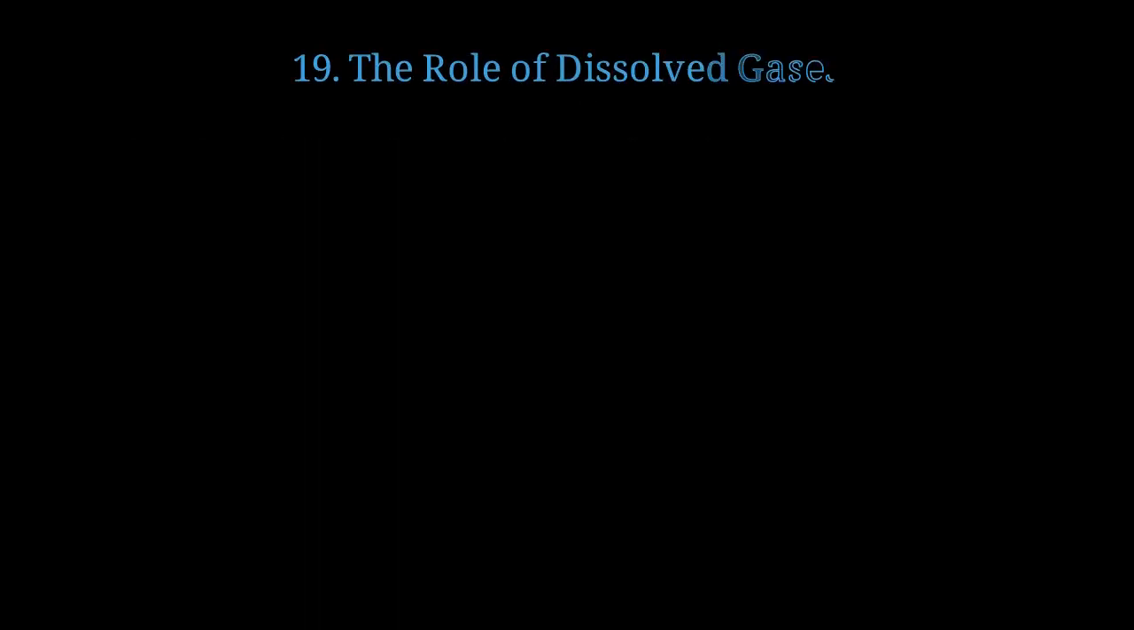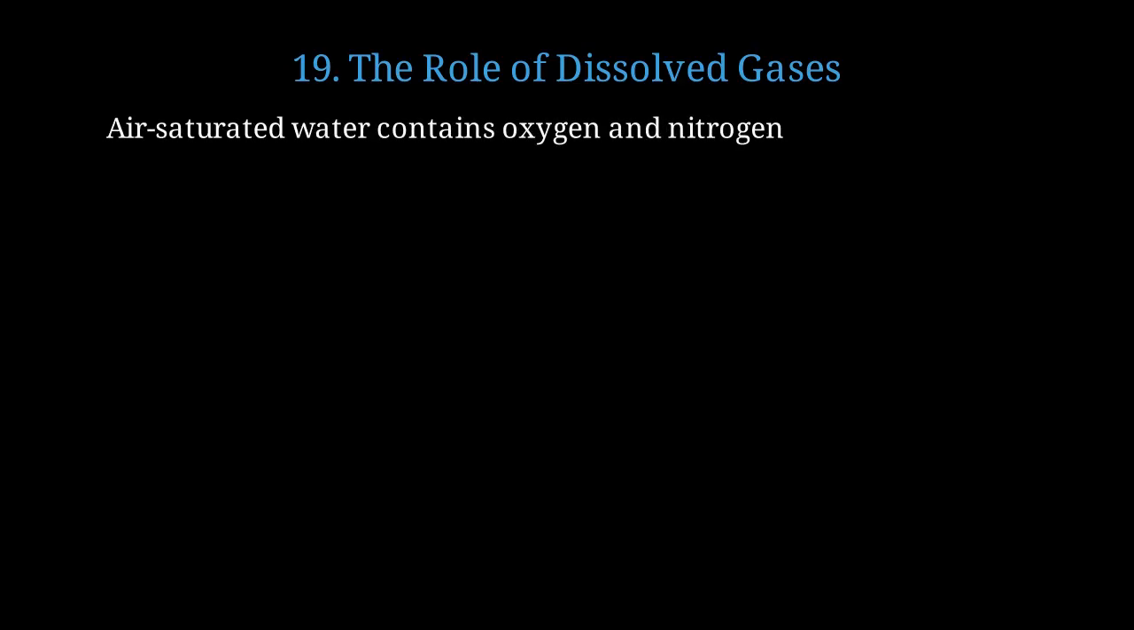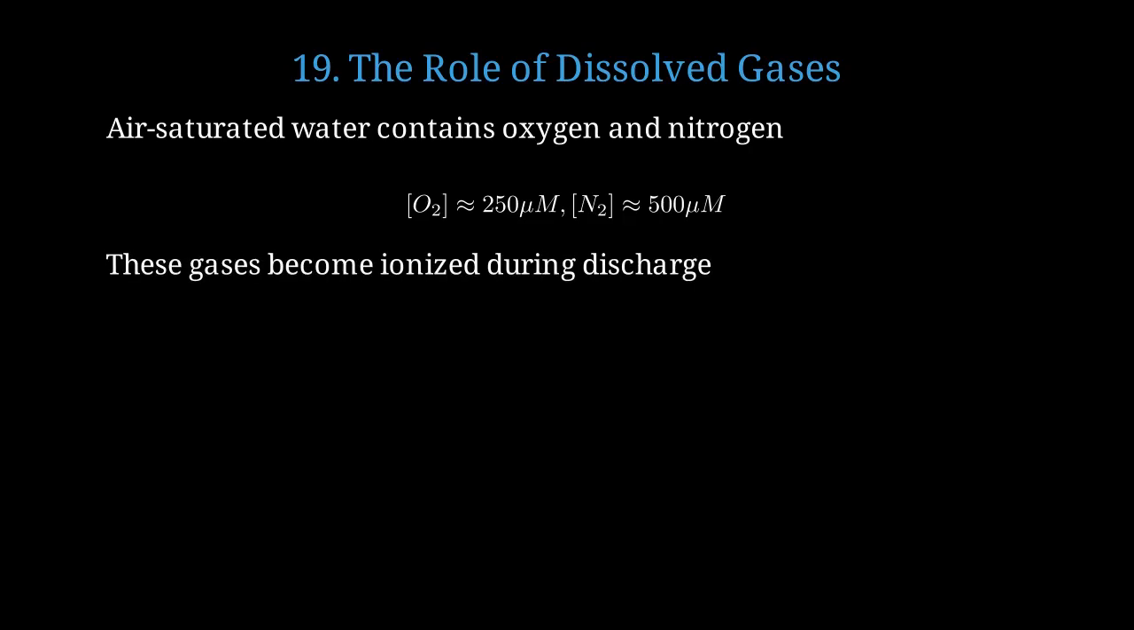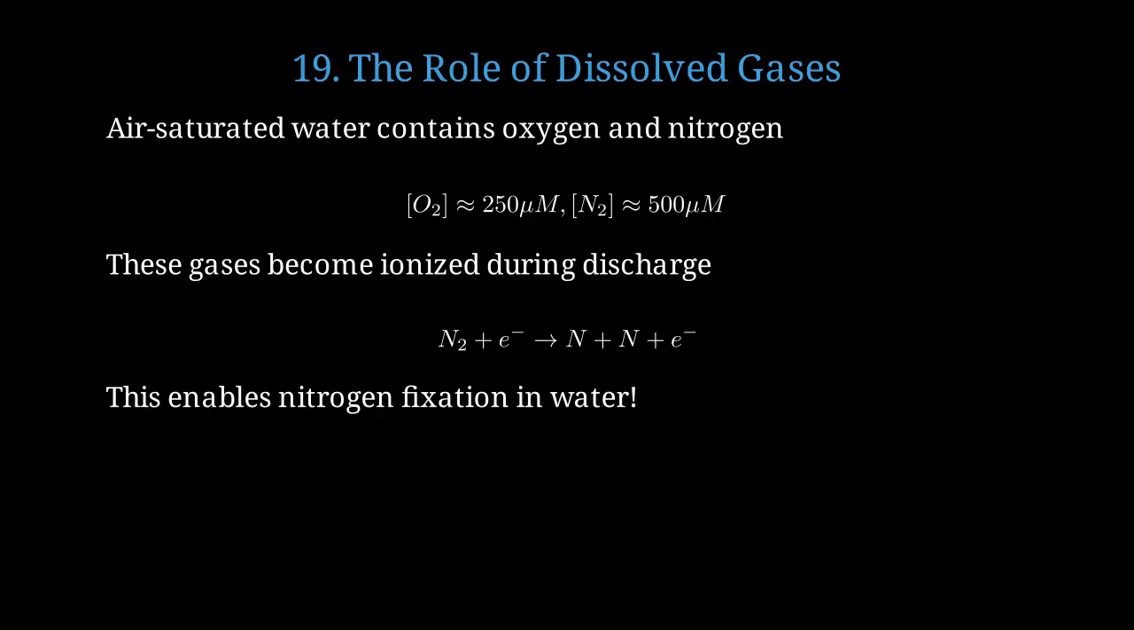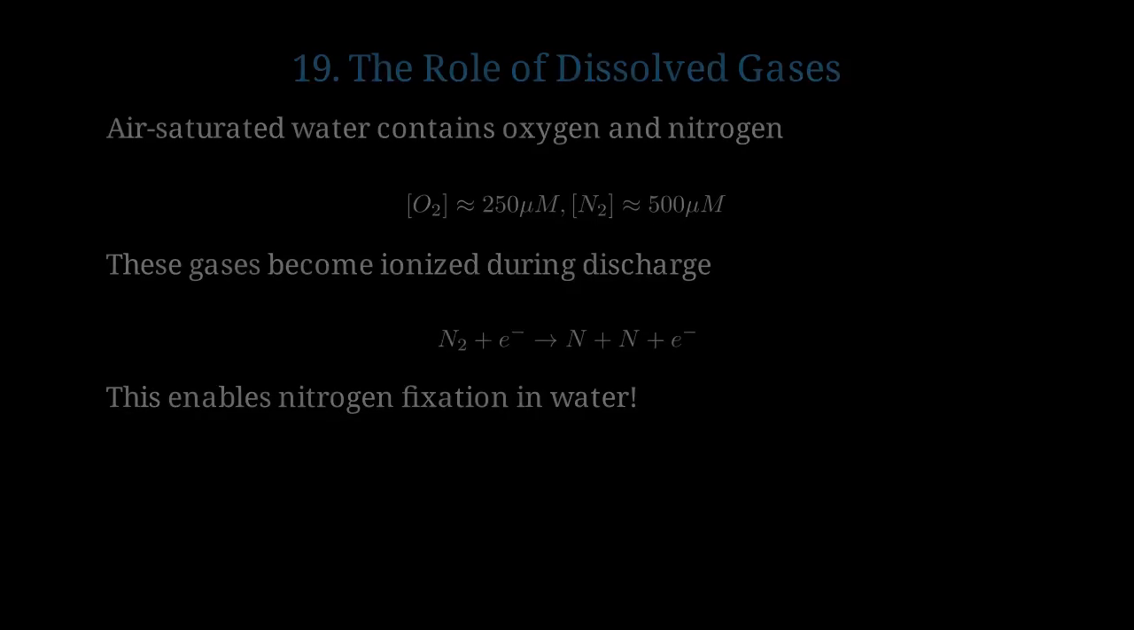Dissolved gases in water significantly affect microlightning behavior. Normal water saturated with air contains dissolved oxygen and nitrogen gases. Typical concentrations are 250 micromolar oxygen and 500 micromolar nitrogen. During microlightning discharge, these dissolved gases become ionized, participating in the chemistry. For example, nitrogen molecules can be split into reactive nitrogen atoms by electron impact. This provides a mechanism for nitrogen fixation directly in water droplets, potentially important for prebiotic chemistry.